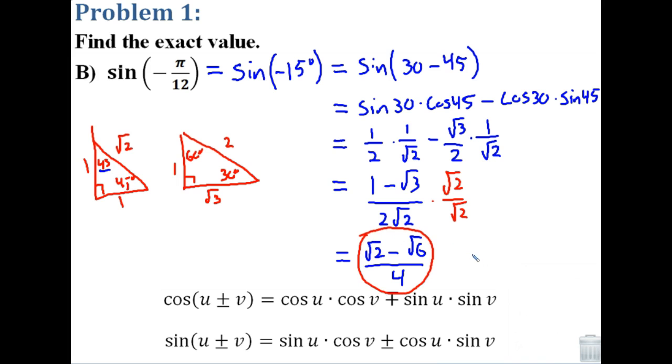Okay, again, similar answer. You're always going to have a 4 on top. You're going to have a root 2 or root 6 for a problem like this. The difference is which one's positive, which one's negative. Our last answer, we had a root 6 minus root 2. Okay, this one's just slightly different. But if you're getting something that looks like this, you know you probably did the question right.